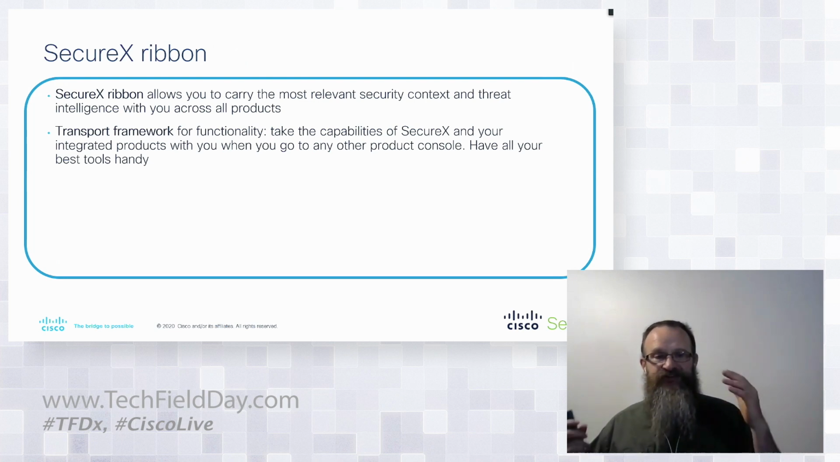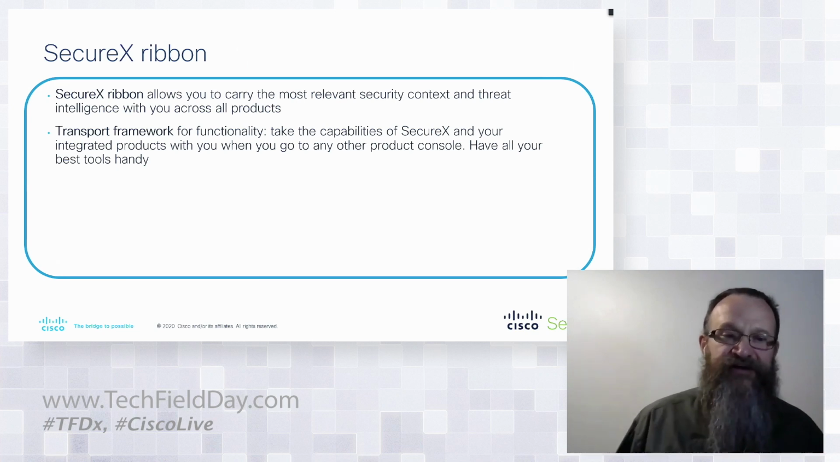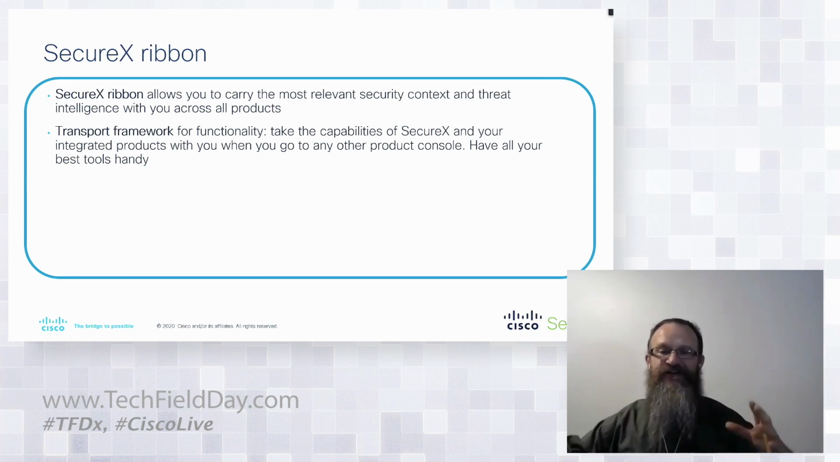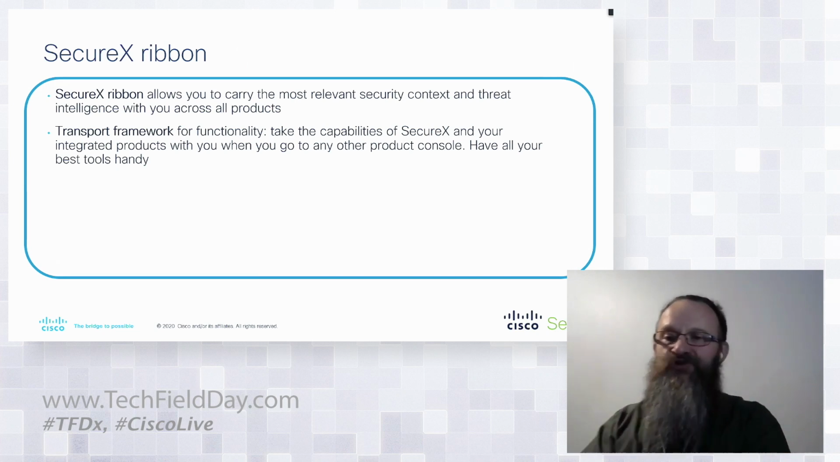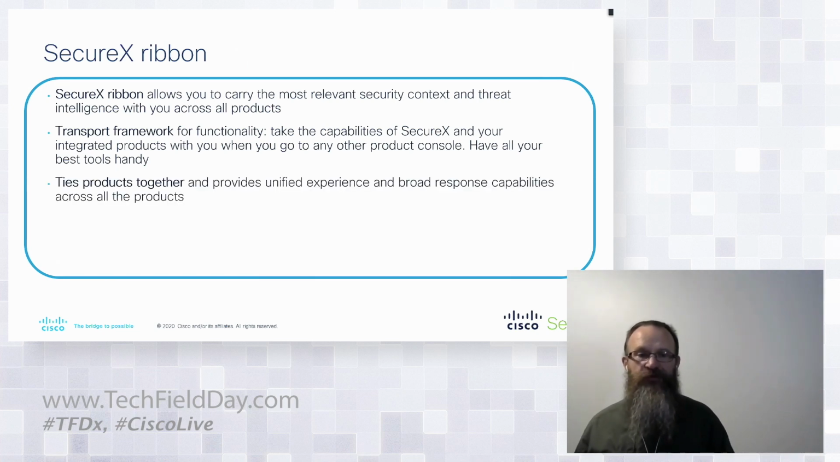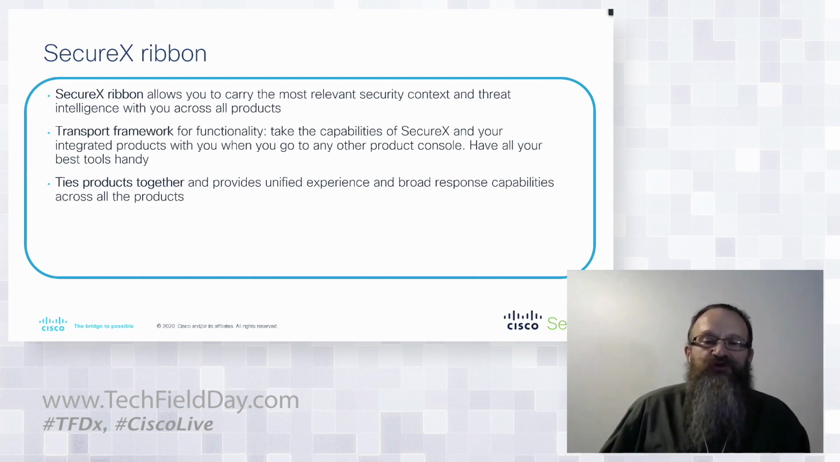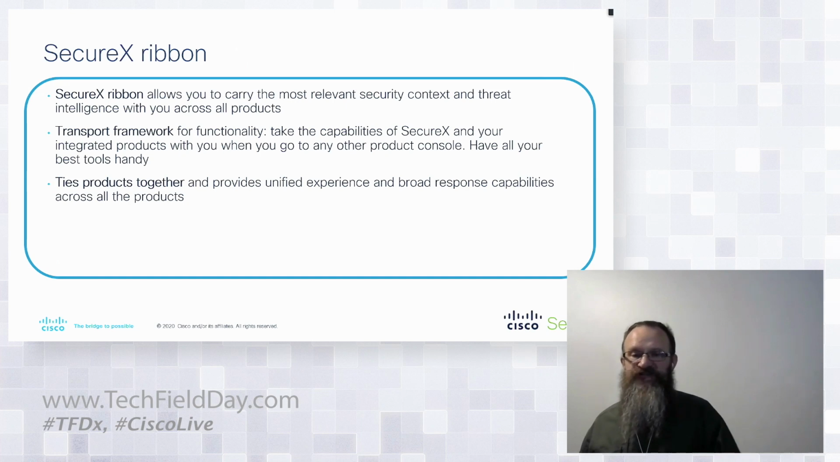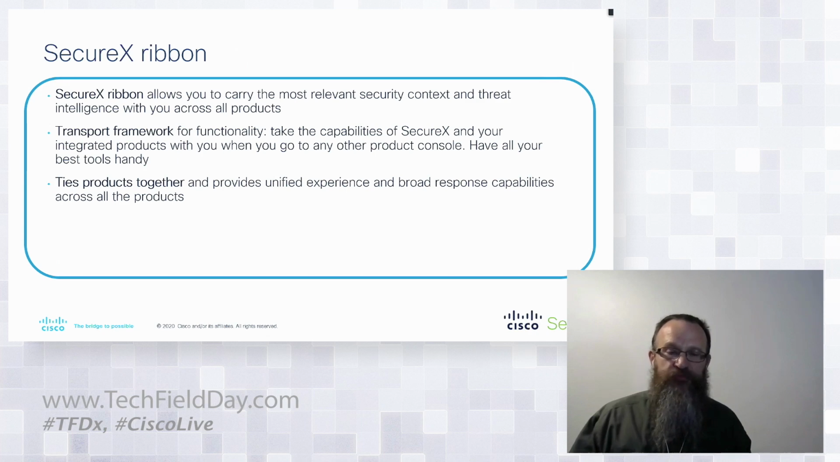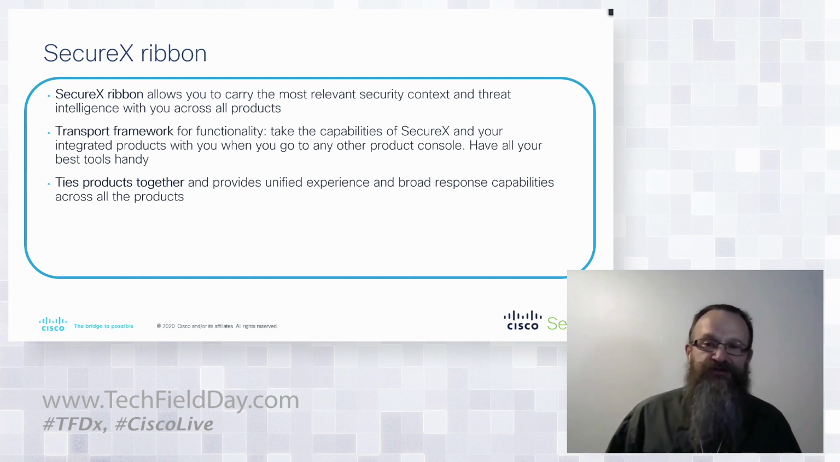And for that reason, the ribbon is a transport framework for functionality. We want you to have the capabilities of SecureX and the entirety of the integrated product set with you when you're in any other SecureX capable product. I mean, I keep saying that, but it's really the core of the idea. Have all of your best tools handy all the time. It ties our products together. It's part of that unified usage experience that we're aiming for, but it brings broad response capabilities across all the products, because if you can use the ribbon to block a file hash that you saw in a product that doesn't have the ability to block files, why not do that? Why would we not give you the ability to do that?